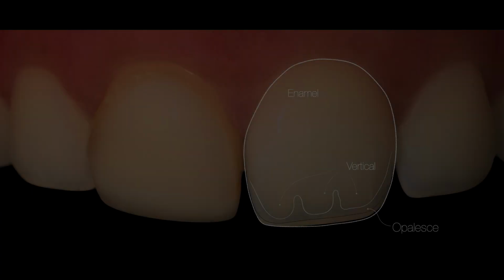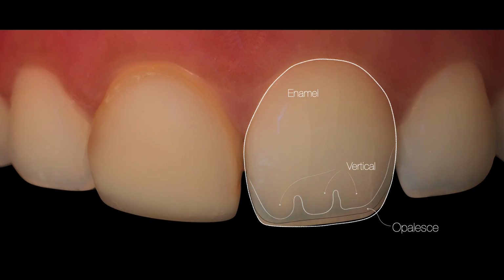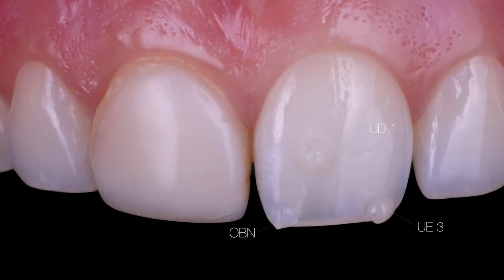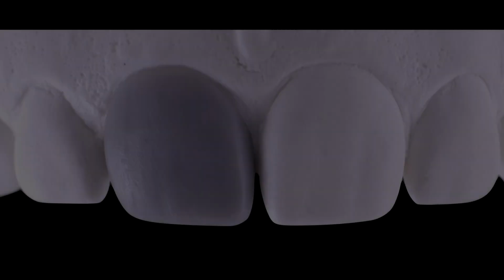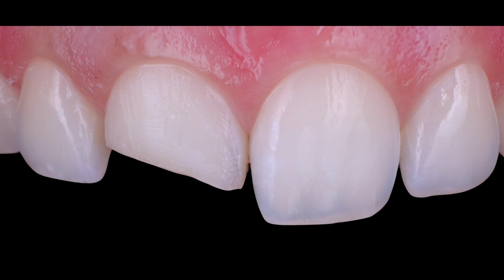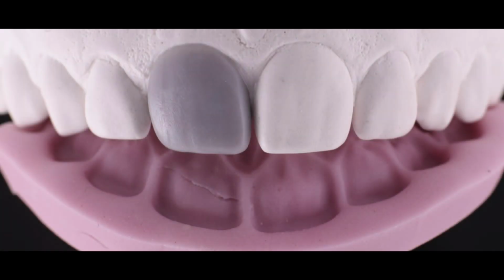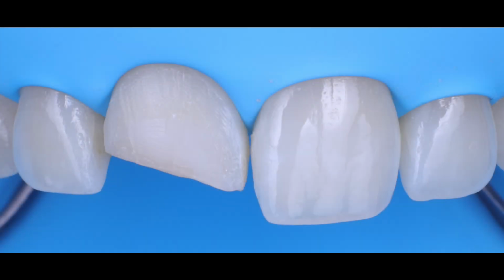We selected the color. We did the color mapping, and we selected the color. We took the pictures to see the texture, the color, the value. We did the wax up. We removed what she had, which was class 4 at the end, but they did a veneer, so we had to do a veneer. We took the silicone key.